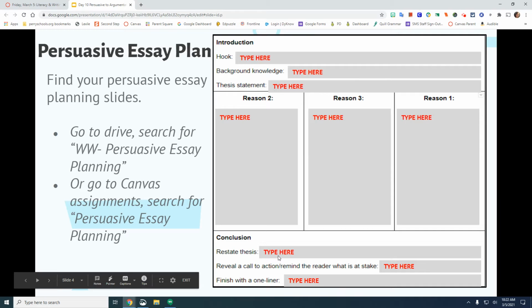I suggest taking it one part at a time. Take your claim, write it in different words. Then your first reason, second reason, third reason. Then you reveal a call to action. What do you want the reader to do after they read your paper?